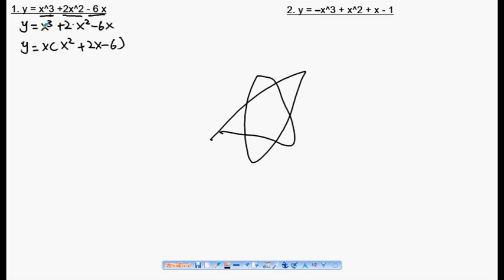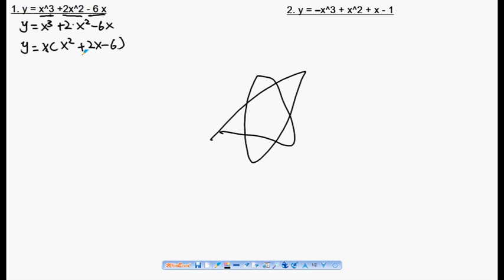This is really year 10 stuff. Just divide every term inside the bracket by x, and you have x squared plus 2x minus 6. Now what we have is x times a bracket with a quadratic equation.